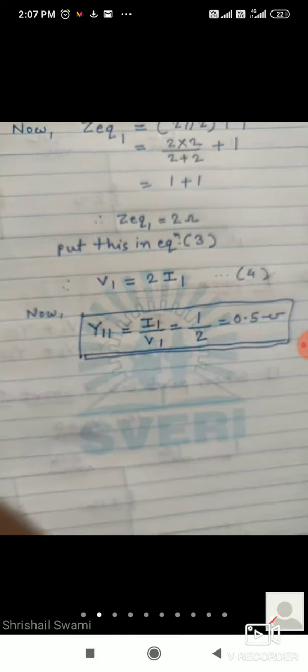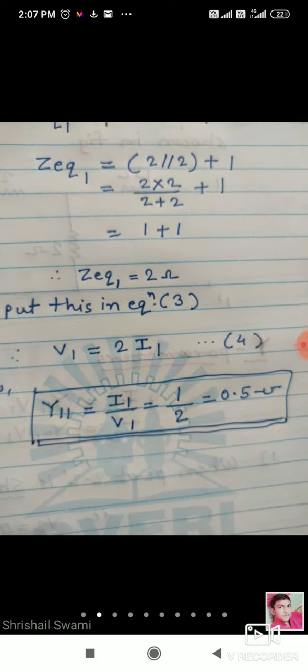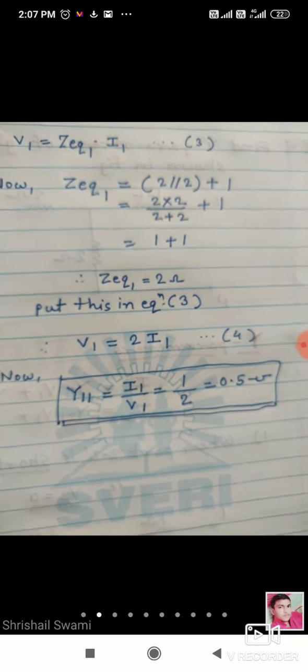Any doubt? Any doubt in this calculation of y11? It is very easy. Okay. Now next you have to find out y21.